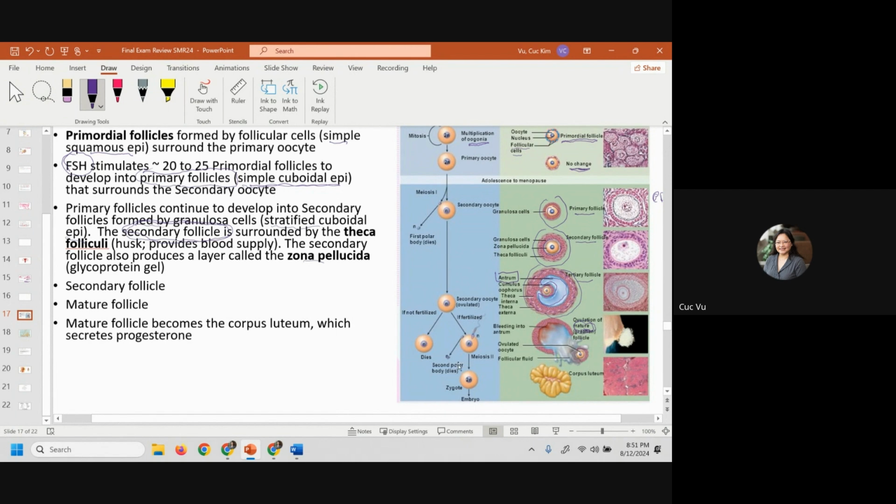Okay, did that answer your question? Yeah, it did. And is that gel supposed to protect the follicle? That's a great question. So that gel is what gets converted to estrogen. Oh, gotcha. Okay. Thank you.